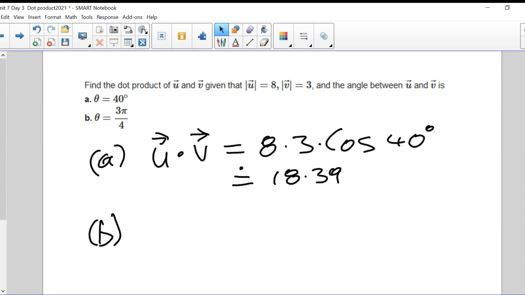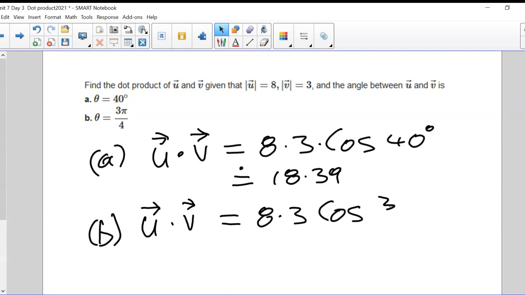Now let's get to B. So I'm going to use the u and v again. But this time, the 8 times the 3 is going to be by the cosine of 3 pi over 4, right? Which I believe is an obtuse angle. Now, in this case, we can probably get an exact answer, I think. 8 times 3 times cosine of 3 pi over 4.